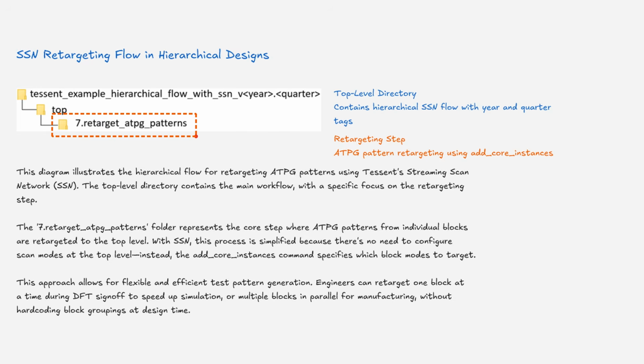to the top level. With SSN, this process is simplified because there's no need to configure scan modes at the top level. Instead, the ADD core instances command specifies which block modes to target. This approach allows for flexible and efficient test pattern generation. Engineers can retarget one block at a time during DFT sign-off to speed up simulation, or multiple blocks in parallel for manufacturing, without hard-coding block groupings at design time.